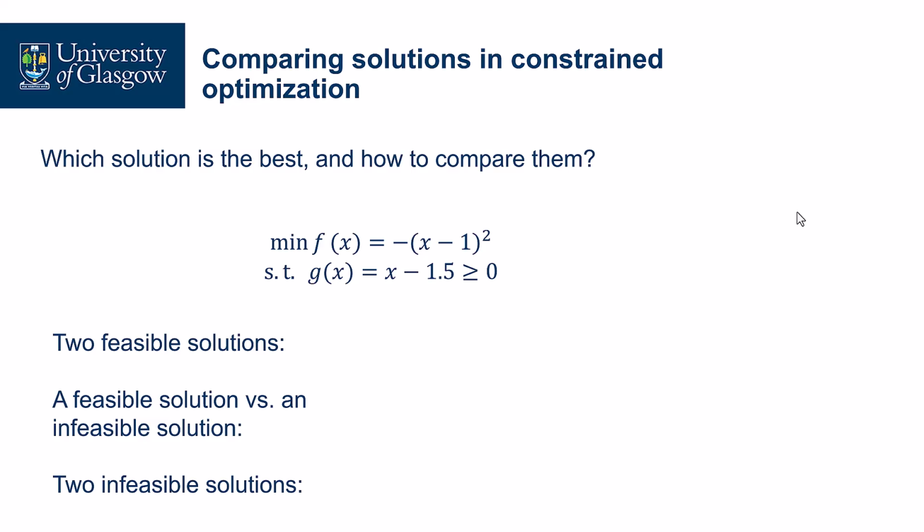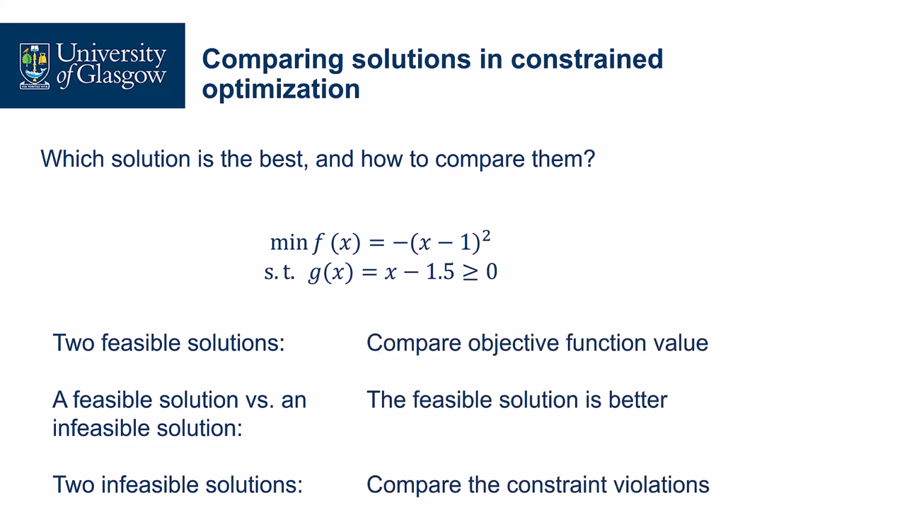Then, in these conditions, what will happen? Let's see. When we have 2 feasible solutions, because they are feasible, we only compare the objective function value to find the better one in terms of objective function value. Here it is minimization, so we want to find the smaller one.